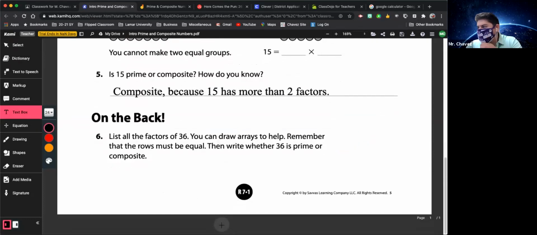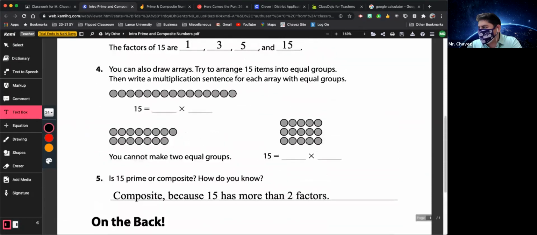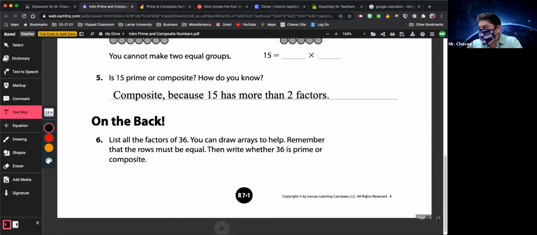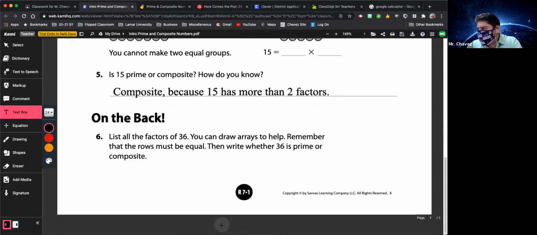Now here's what we're going to do right here. We're going to list all the factors of 36. We can use arrays, and arrays are like this here. Now, if you make an array, they cannot look like that. They have to be all the same like this one. And then we can mark whether 36 is prime or composite. So that's what it wants to know.